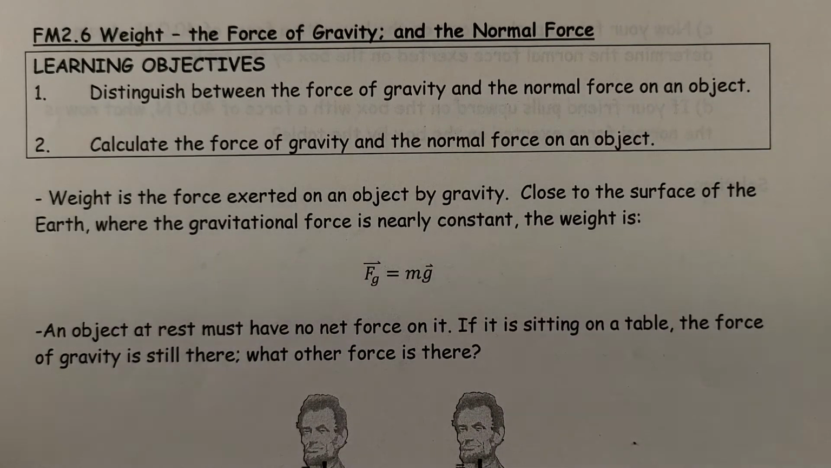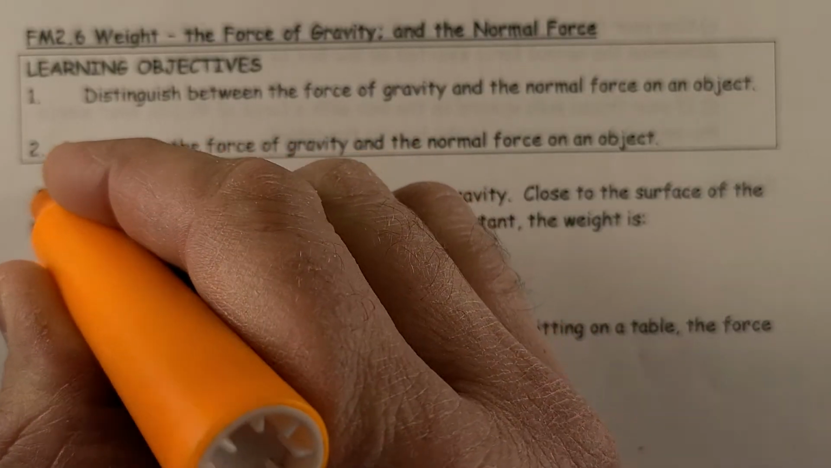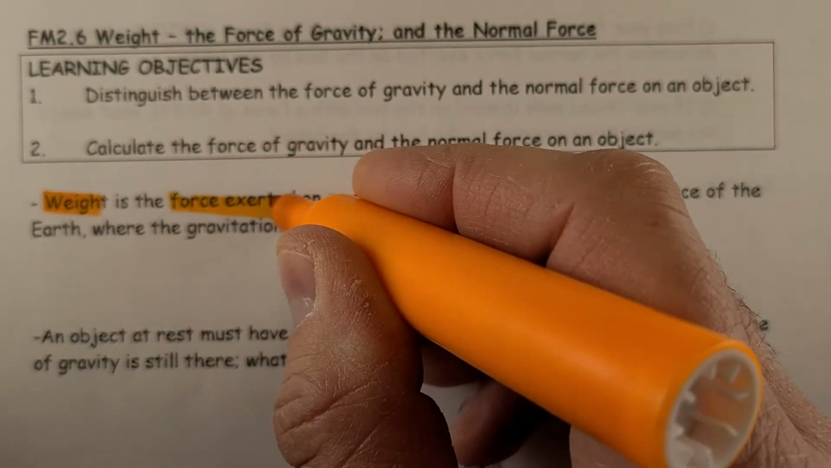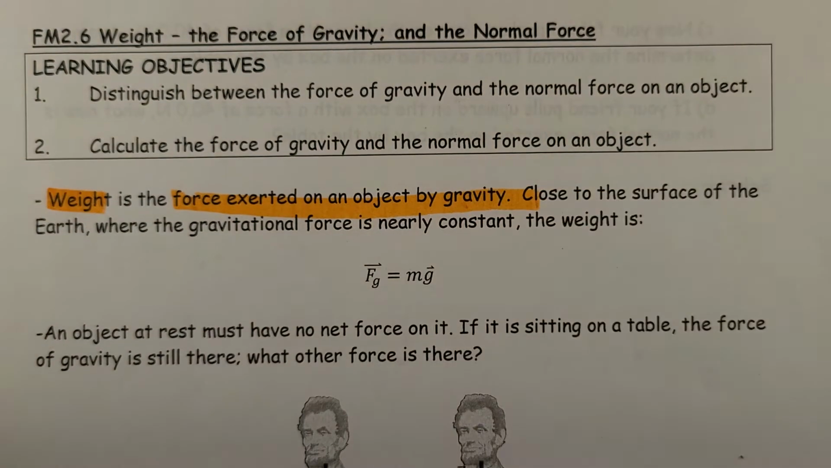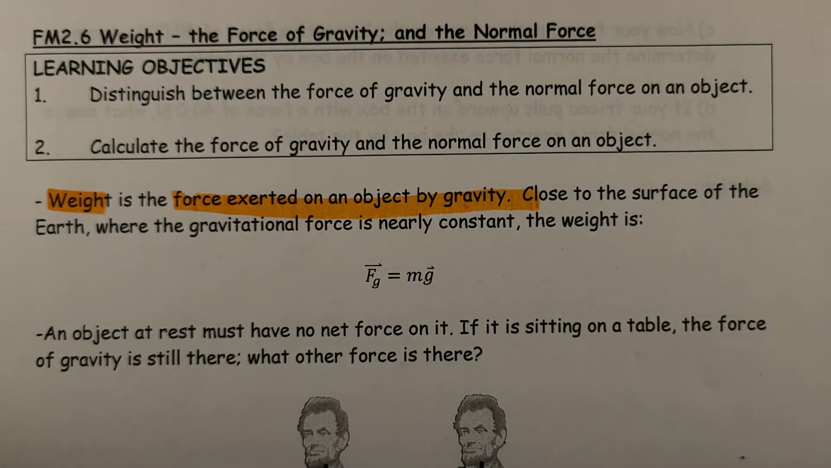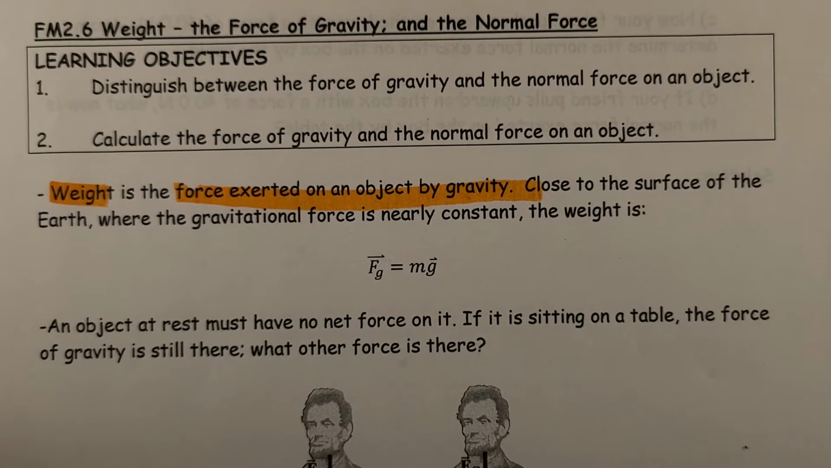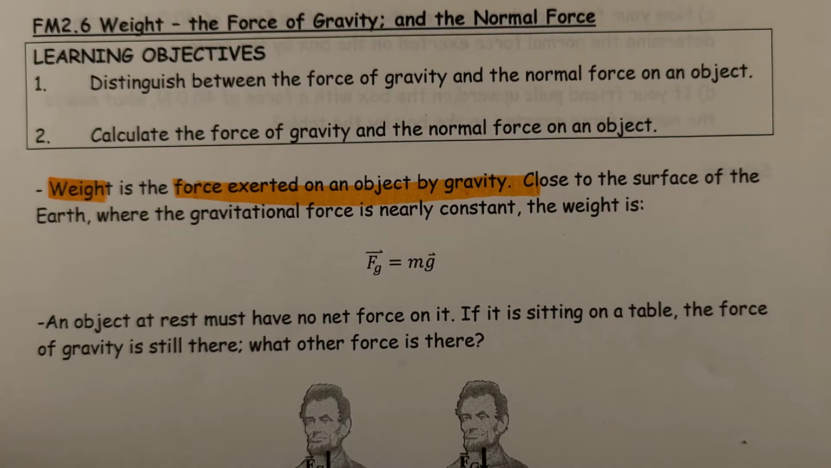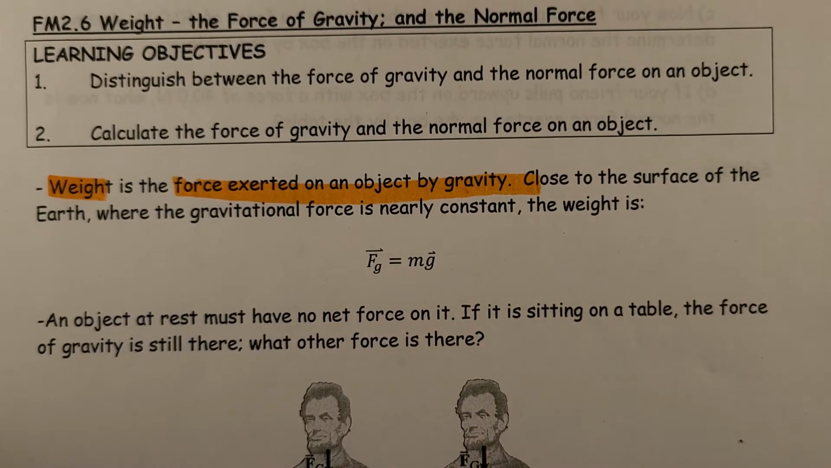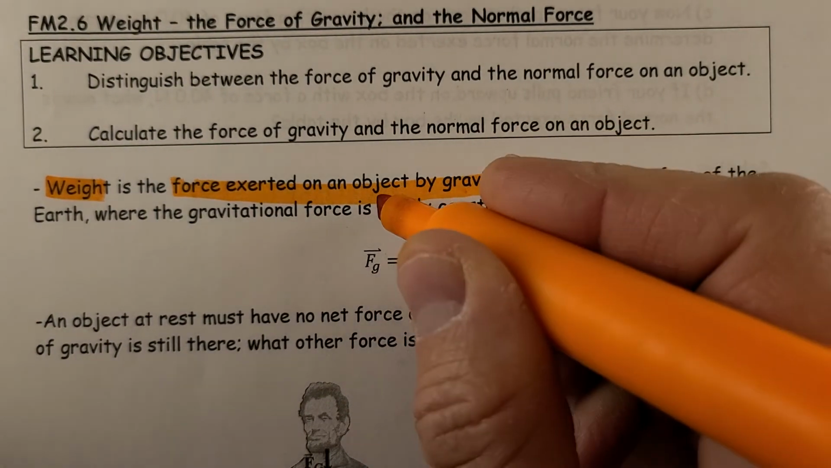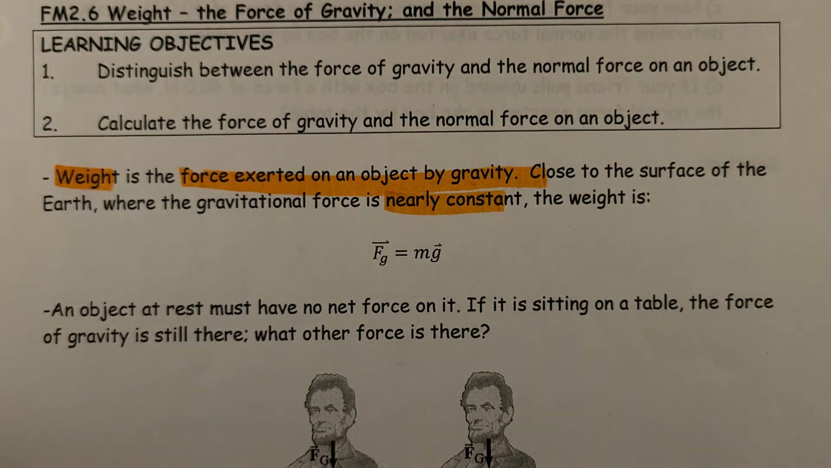So weight, first of all, if we look at what weight is, it's really the force exerted on an object by gravity. So your weight varies whether you're on Earth or on the moon or somewhere else. It's the amount of force pulling down on an object. And if we talk about close to the surface of the Earth, the force of gravity is nearly constant, and we can describe the weight as Fg equals mg.